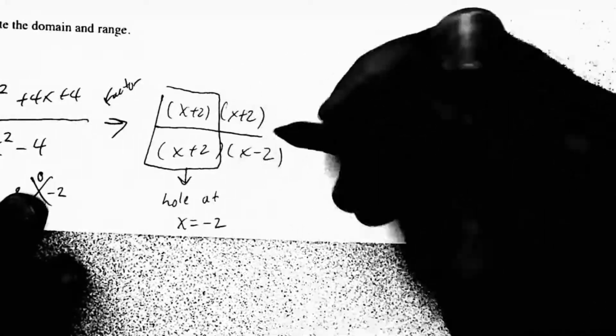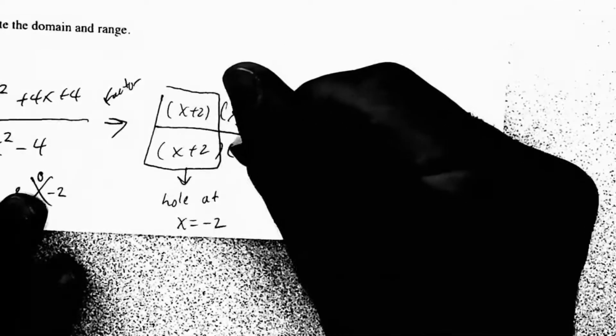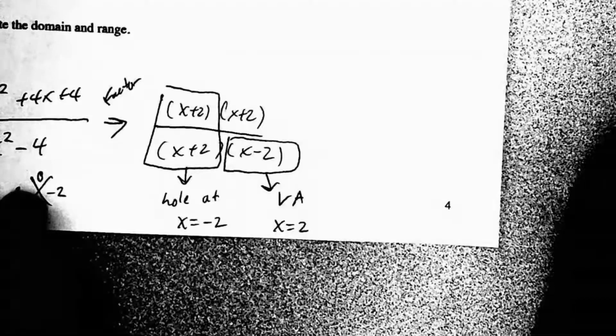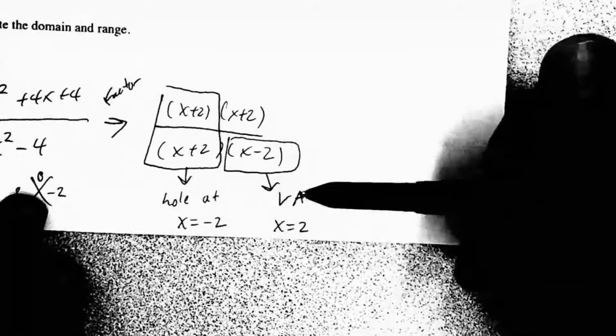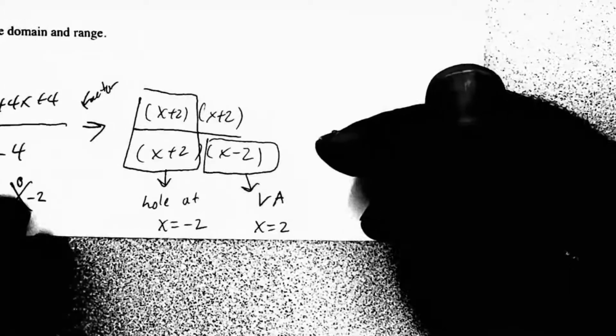This x minus 2 does not appear in the numerator. When it's a 0 only in the denominator, this value right here is a vertical asymptote. I'm going to say VA at x equals 2. Okay, so hole at negative 2, VA at 2. Now we need the horizontal asymptote.